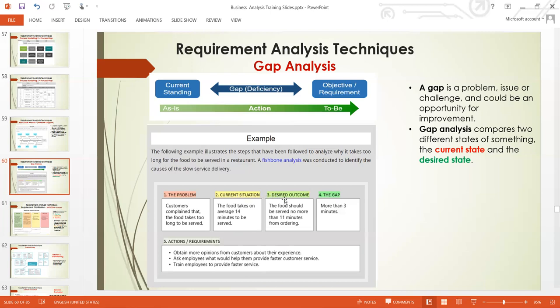So what is the desired situation so that we can know the gap in the system? The desired situation for the restaurant is that the food should be served within 11 minutes of ordering. That is, within 11 minutes the food should be served, and it's taking 14 minutes, and customers are complaining. So what is the gap here? Because it's very, very specific. The current state is 14 minutes, and the desired state is 11 minutes. So the gap here is 3 minutes. How do we fix this gap? How do we remove these 3 minutes from the current state to get to this desired state? That is the action or the requirement.